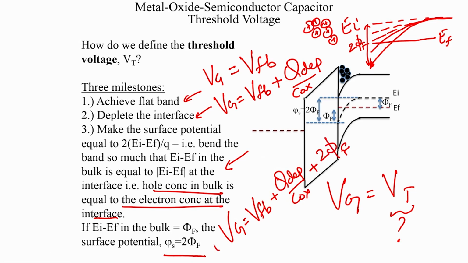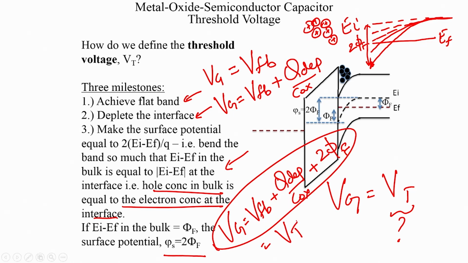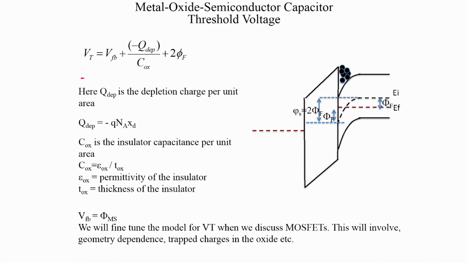And when you have added enough charge to make all this happen, then you can say that you have reached threshold voltage, and therefore, the threshold voltage has got these three components.